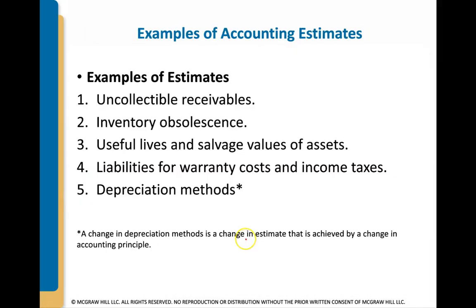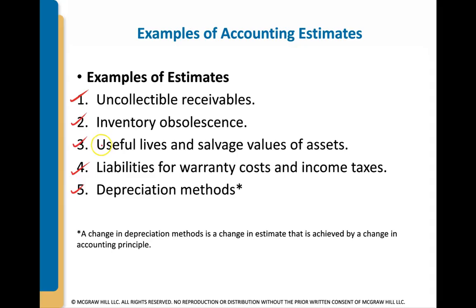Some examples of estimates that are made in accounting: we estimate how much accounts receivable we're not going to collect, and we book a bad debt expense and allowance for bad debt for that. We also estimate how much inventory is not going to be sold, due to either it's spoiled, it's stolen, whatever it is. We estimate the useful lives of our assets and the salvage values. We might estimate the warranty costs for our products that we sold.